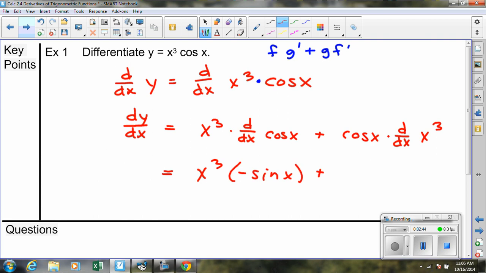On the right-hand side, we have cosine multiplied by the derivative of x cubed. According to the power rule, we get 3x squared, and we're done. This is our derivative. If we'd like, we could rewrite it, we could factor it, we could do a bunch of different pieces with it, but this piece is finished.